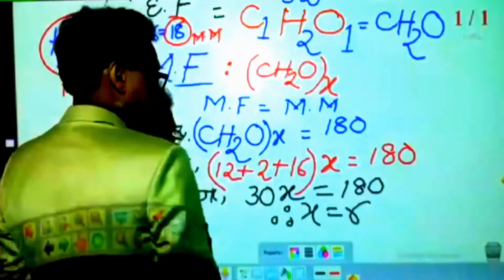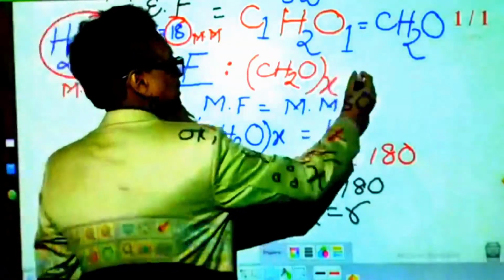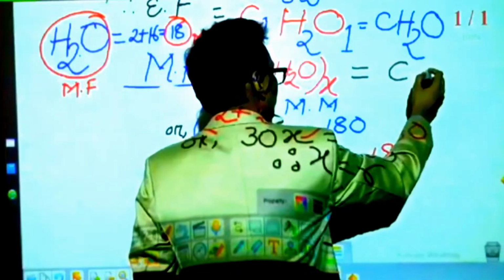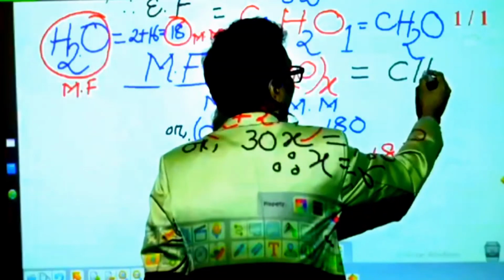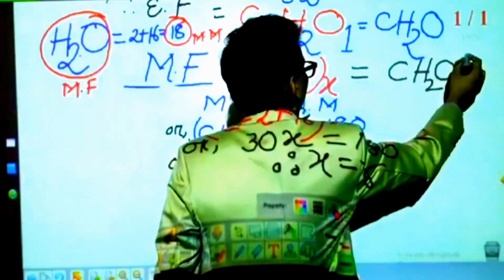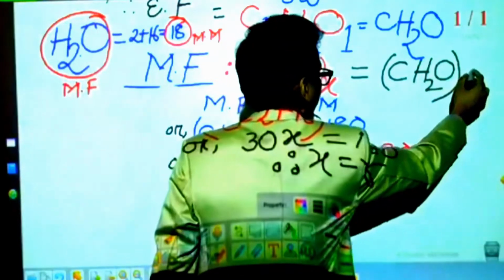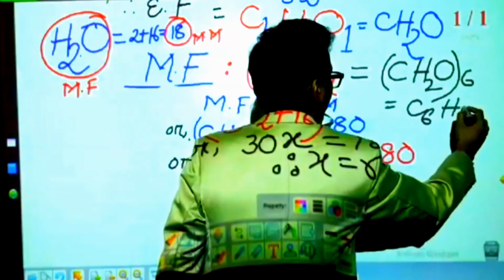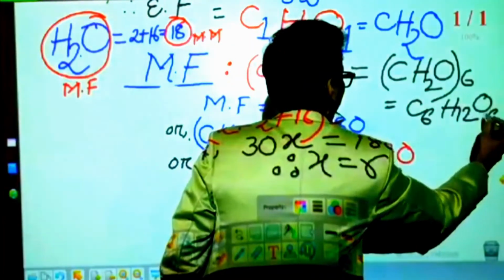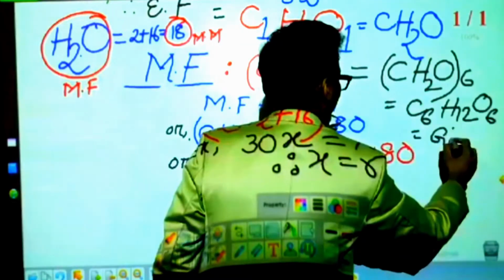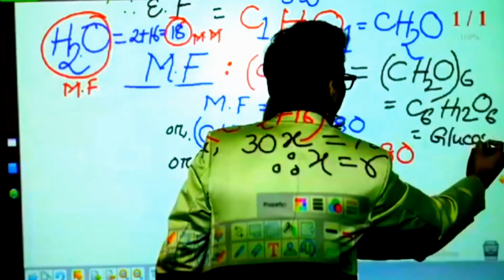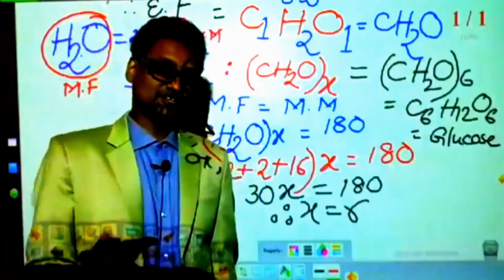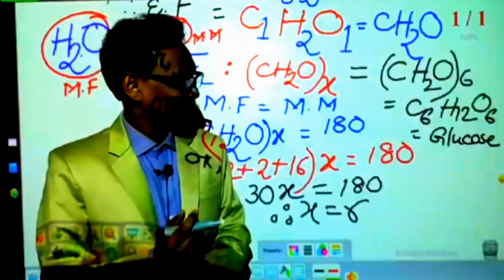So for the molecular formula, you should put the value of x here, then you will get the exact number of atoms present in this compound. By putting the value 6, it will be C6H12O6. This is glucose. Is it clear? Yes, this is glucose. This is known.